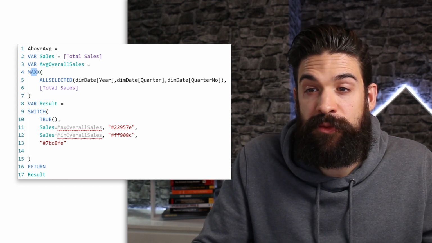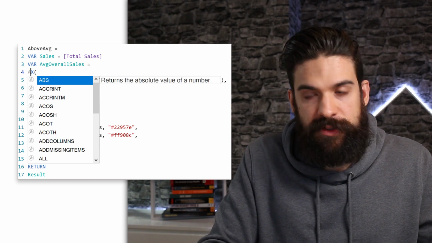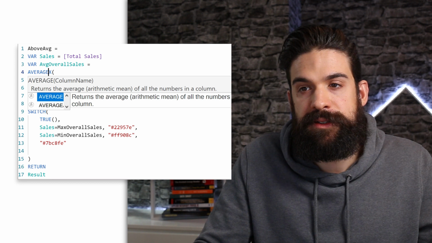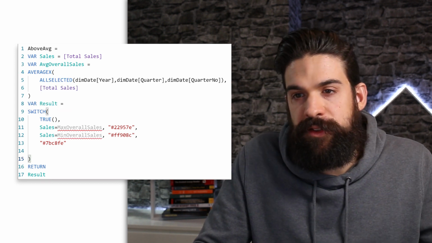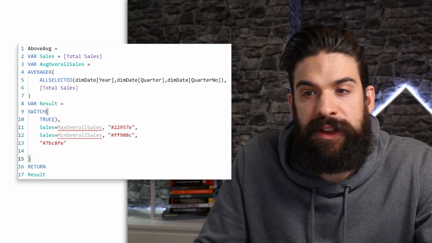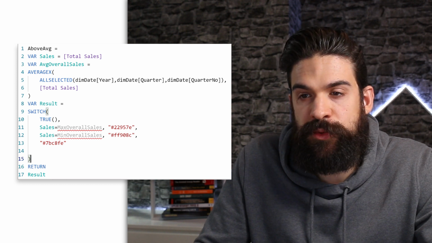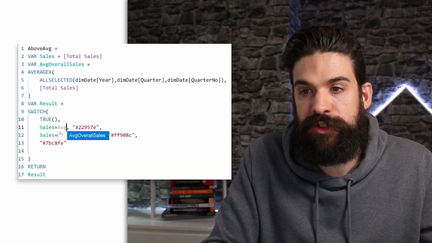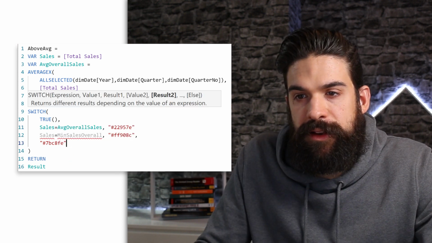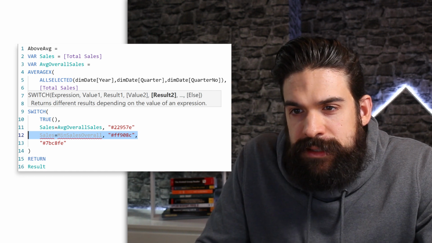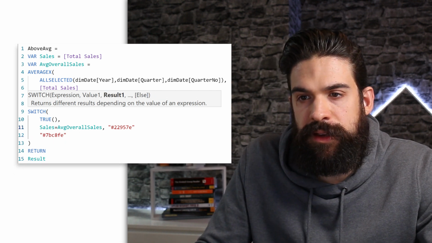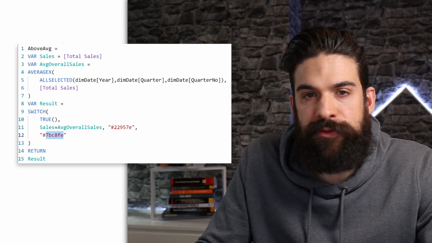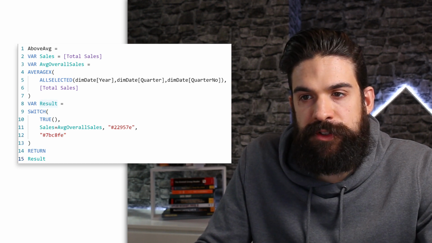Now here we do not want to look for the max, but we want to look for the average. Okay, so this is going to be an AVERAGEX. And then here for the result, we need to tweak it a bit as well. So you can use again the same logic. So SWITCH TRUE, and then sales equals the average overall sales. And then here for the lower part, the second line there I don't need. Okay, and I need a comma there. And that is the hex code for blue. And then return the result.